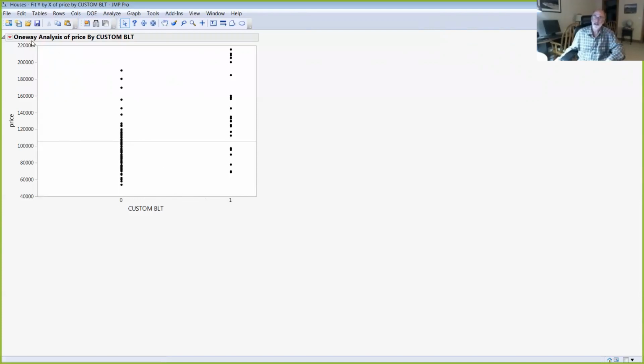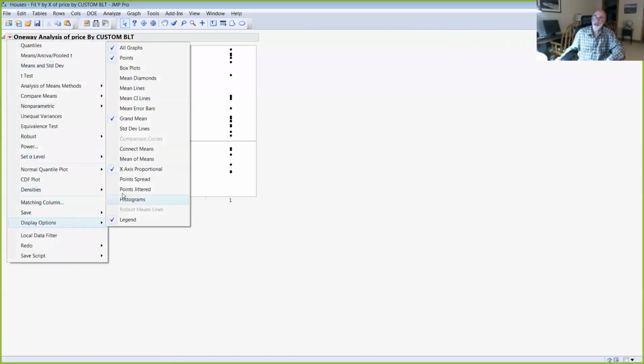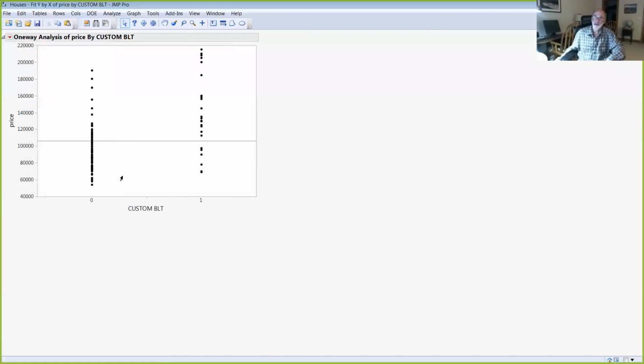Usually I turn that off in the display. I go to display options and uncheck x-axis proportional. Even though there is information in that display, I find it easier to look at the two with sort of equal spacing, because right now I'm not interested in the fact that custom built is less common than non-custom built. I'm really interested in the difference in prices.